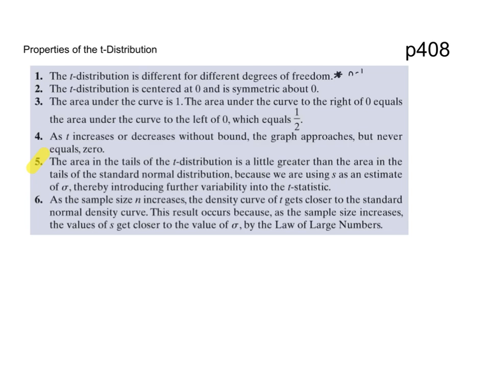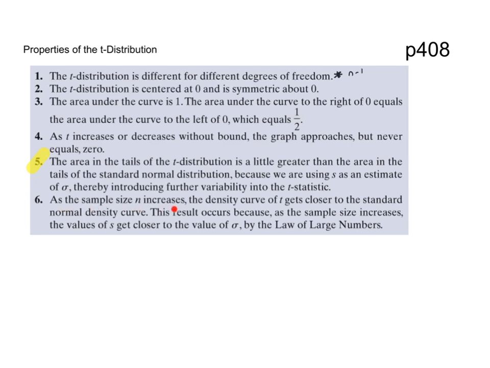As t increases or decreases without bound, it never touches the axis. It never equals 0, to allow for those extremely high but really unlikely scenarios. And the area in the tails of the distribution is a little bit greater than the area in the tails of the standard normal distribution. This is the other important one. Because we're using a sample standard deviation to estimate sigma, the population standard deviation, which we don't know, we have to allow for more variability in our t statistic.